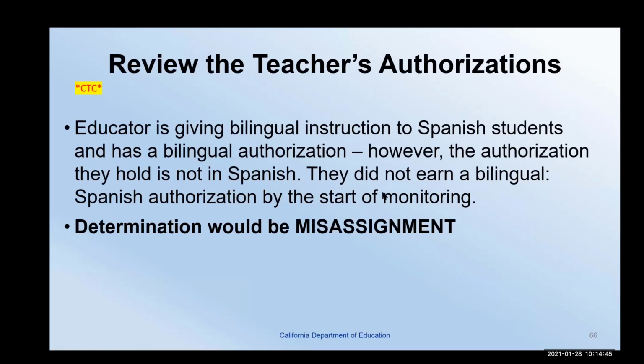And then just to drive the bilingual instruction point home, this is just a little scenario. If an educator is giving bilingual instruction to Spanish students, but they hold, say, a bilingual Mandarin authorization, not bilingual Spanish, it would be an exception. It can't be just a bilingual authorization. It has to be in the target language.